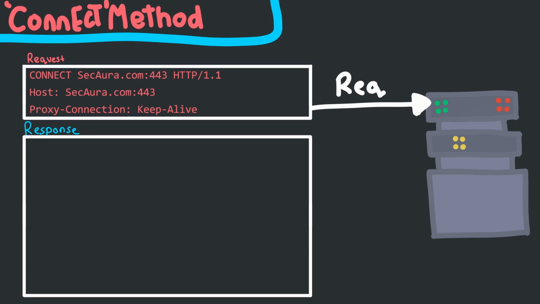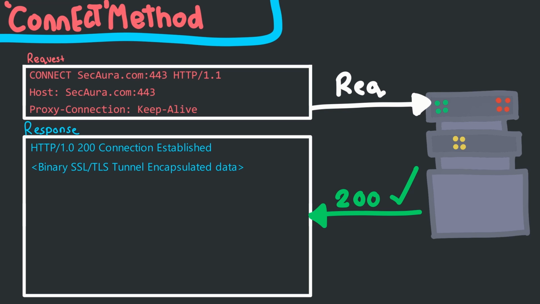Next we have the CONNECT method. The CONNECT method is used to create a proxy tunnel or SSH tunnel. As you can see here, we use the CONNECT method, and then the tunnel has been established, and then therefore after that, all the data will go via the tunnel.